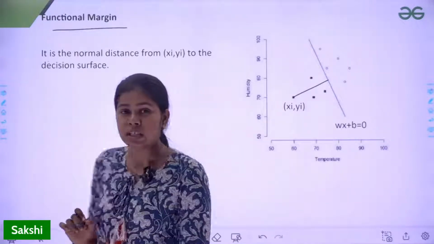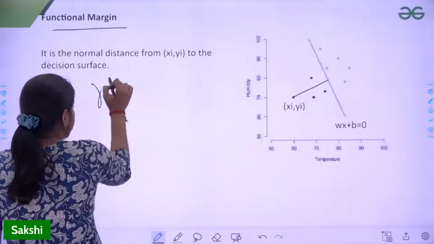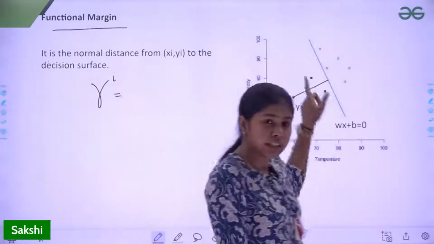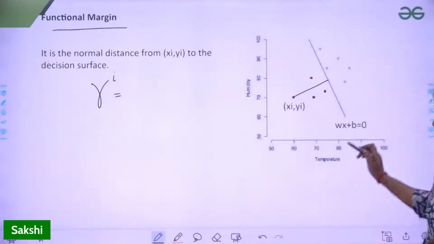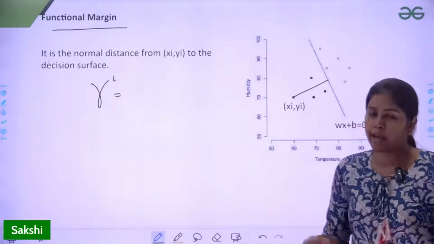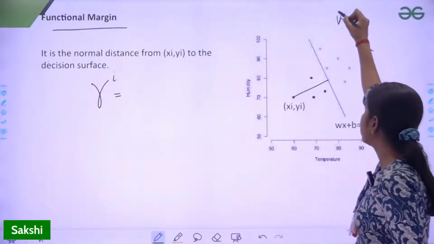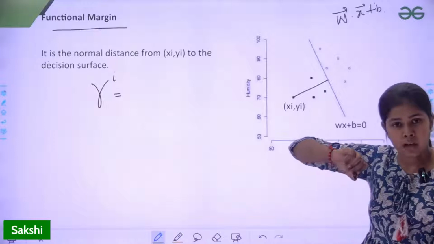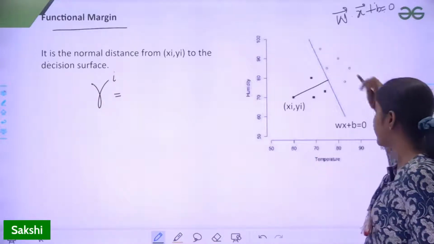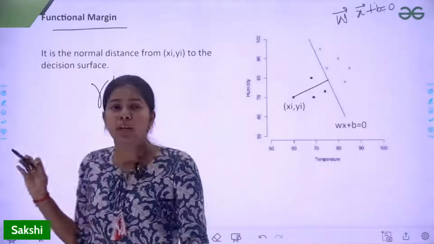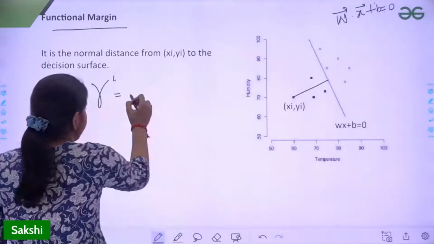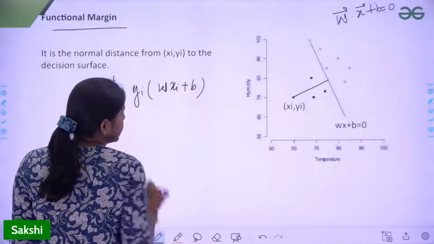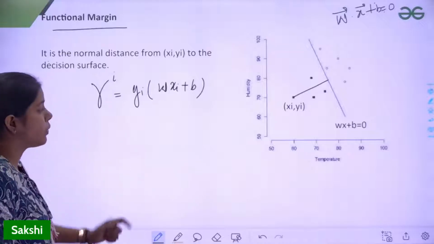And how do I find out this distance? The formula for finding out this distance, let's suppose I'm denoting it as gamma i. So let's suppose this line equation, this decision boundary, is wx plus b. Because I'm taking it as a 2D surface, that's why I'm taking wx plus b. Otherwise, it would be transposed into w vector dot x vector plus b, if I do not have a 2D vector. So if we have wx plus b, then what is the normal distance? The formula for normal distance is yi into (w xi plus b). This is my distance: gamma i equals yi(wx plus b).